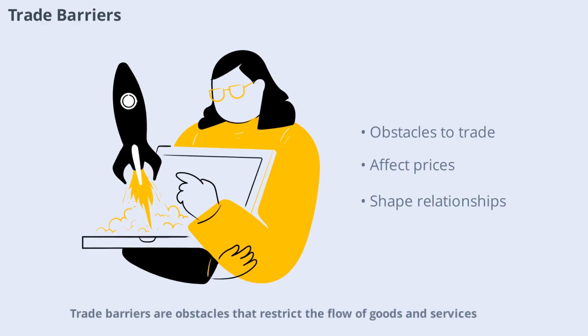Trade barriers are obstacles that restrict the flow of goods and services. These include tariffs, quotas, and regulations. Economic systems determine the types and levels of barriers used. Capitalist economies prefer fewer barriers to encourage competition, while socialist systems use them to protect domestic interests. Mixed economies find a middle ground. Trade barriers can affect prices, availability, and international relationships.